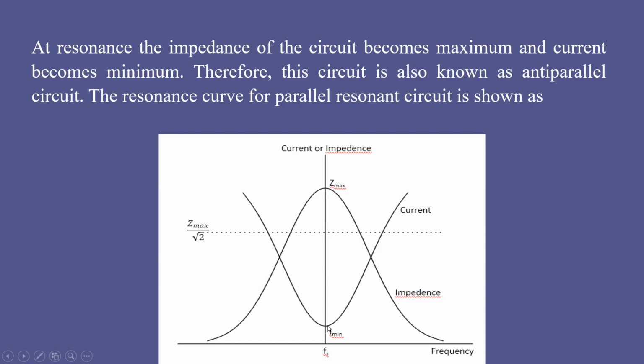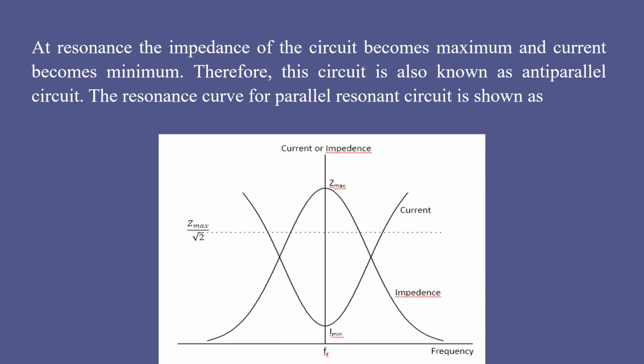In a series resonance circuit, what have we observed? We have observed current becomes maximum at resonance and impedance becomes minimum. Therefore, in a parallel resonance circuit, impedance becomes maximum at resonance and current becomes minimum. And this is the graph which shows the variation of impedance and variation of current with frequency. And this is called the resonant frequency. The frequency at which the current becomes minimum is called the resonant frequency of the parallel resonant circuit.